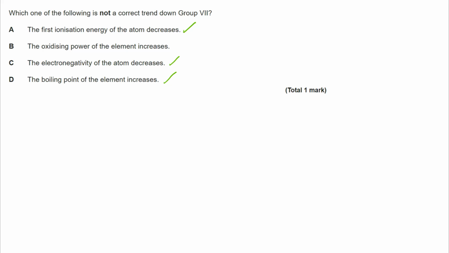The first ionization energy does decrease because the outer electron is further from the nucleus, it's less attracted to the nucleus, and it's subject to more shielding. So it would be lost more easily. The oxidizing power of the element decreases. Fluorine is the best oxidizing agent, and then chlorine, bromine, iodine. Again, we've already touched on that through this particular video. Next question.